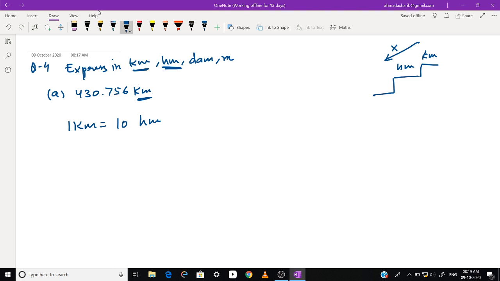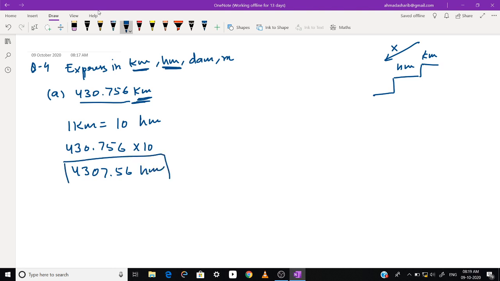So now we have to convert this number, which is in kilometer, into hectometer. In order to do that, we have to multiply this number by 10. 430.756 multiplied by 10, and the answer will be 4307.56 hectometer, and this is the final answer. Clear?